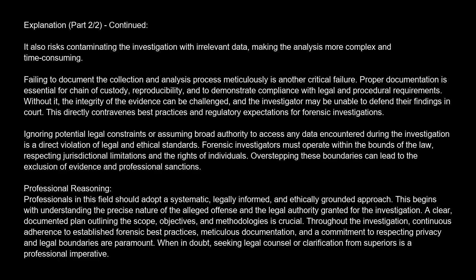Professional reasoning. Professionals in this field should adopt a systematic, legally informed, and ethically grounded approach. This begins with understanding the precise nature of the alleged offense and the legal authority granted for the investigation. A clear, documented plan outlining the scope, objectives, and methodologies is crucial. Throughout the investigation, continuous adherence to established forensic best practices, meticulous documentation, and a commitment to respecting privacy and legal boundaries are paramount. When in doubt, seeking legal counsel or clarification from superiors is a professional imperative.